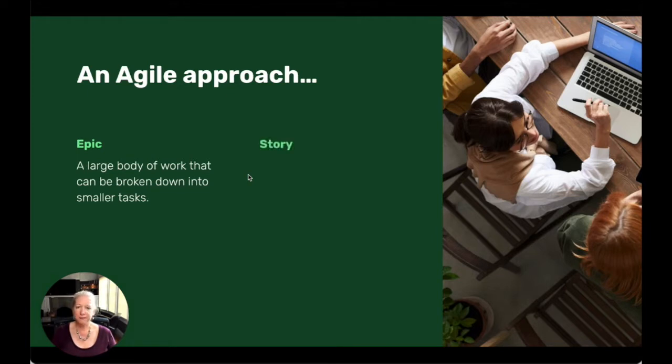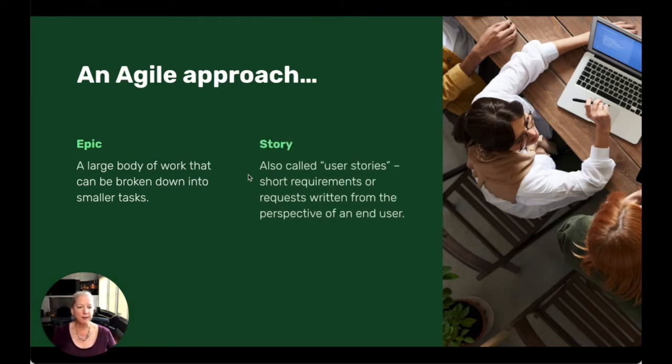And then a story, which is also called a user story, is a short requirement, which can also be translated into a task, written from the perspective of an end user. It's usually something like, as a user, I want to click on this button to add this to my shopping cart, for example. So that's what a story is.